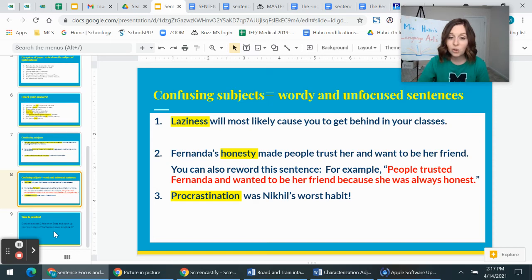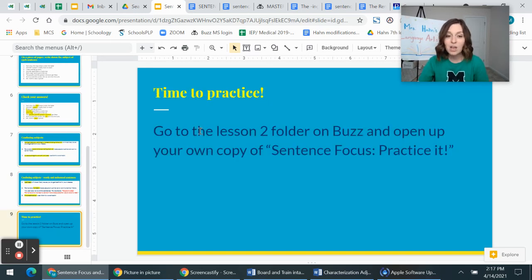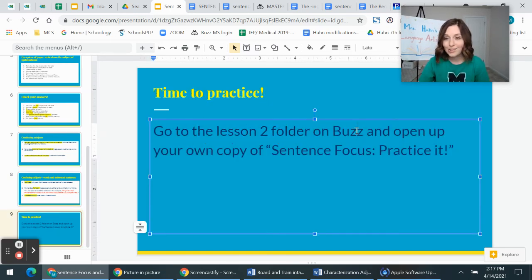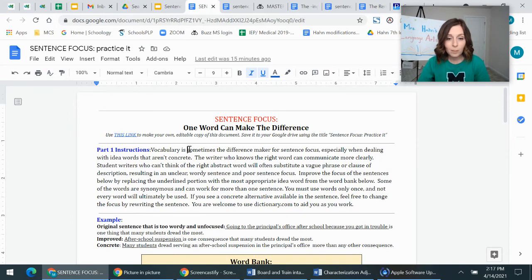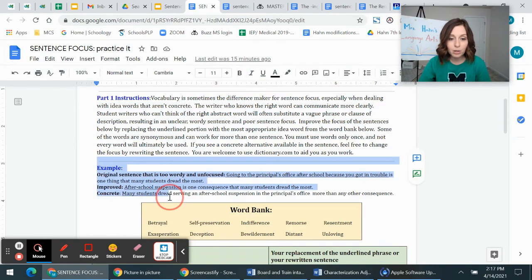Now, what you're going to do is practice these 2 skills that we learned. So you need to go to the Lesson 2 folder in Buzz. This is for week 17. Go to the Lesson 2 folder and open up your copy of the Sentence Focus Practice It activity. Make sure you read through the instructions and the example up here.